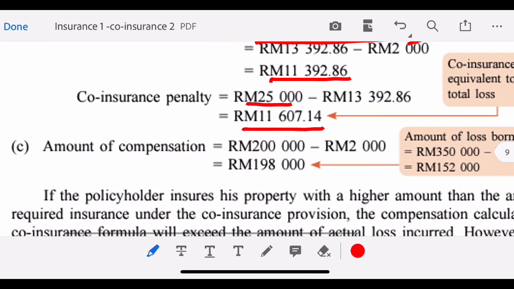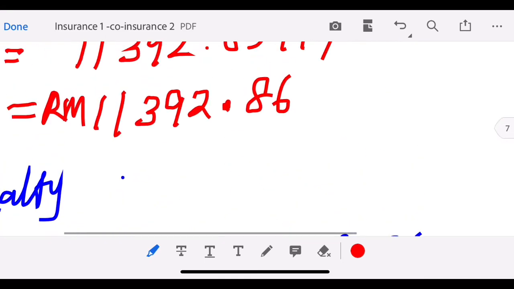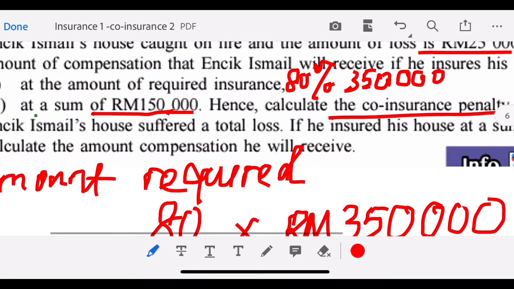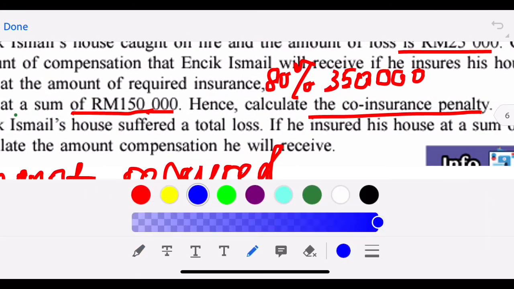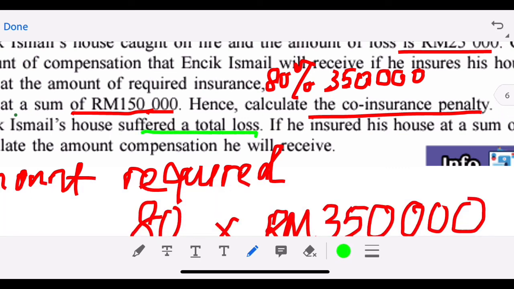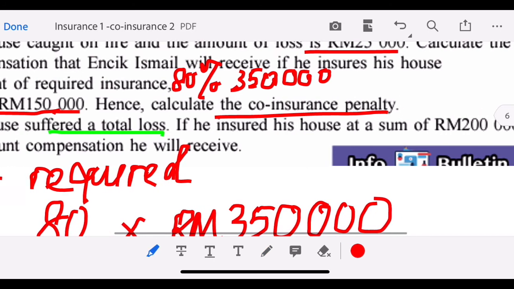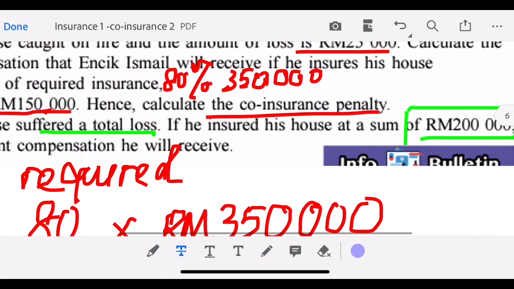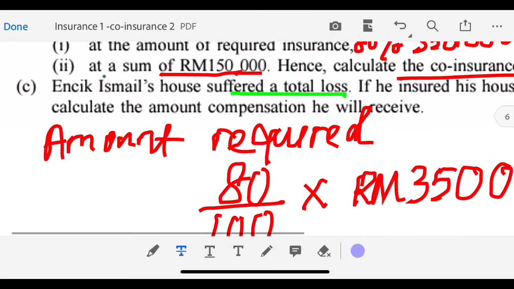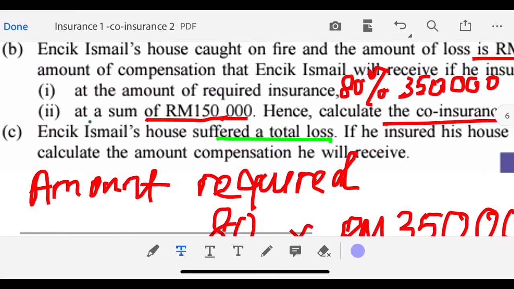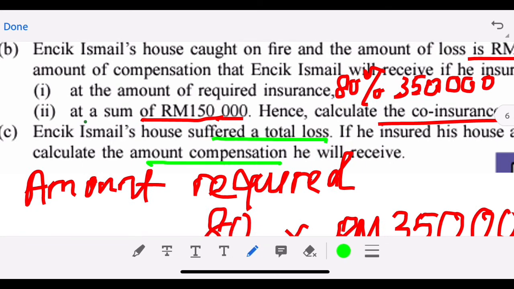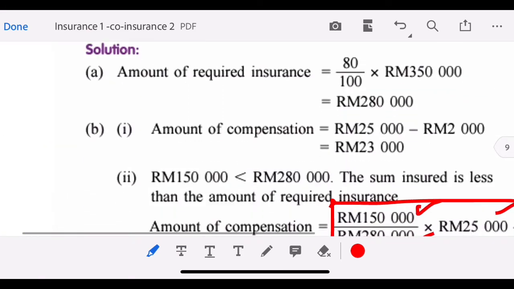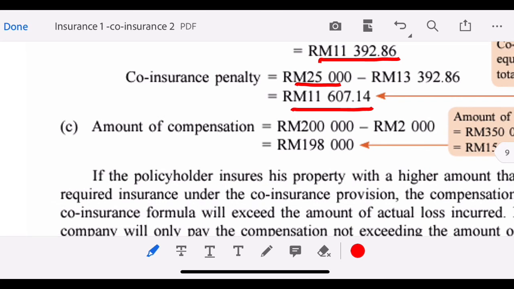So amount of compensation for case C: Encik Ismail's house suffered a total loss. If he insured his house at a sum of 200,000, which is a little bit higher, but still below the sum insured 280,000, calculate the amount of the compensation he will receive. So let's do the calculation. So the amount now is 200,000.